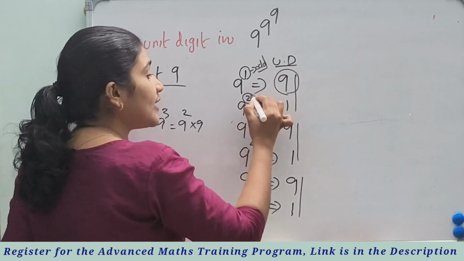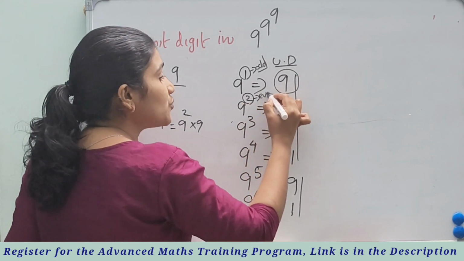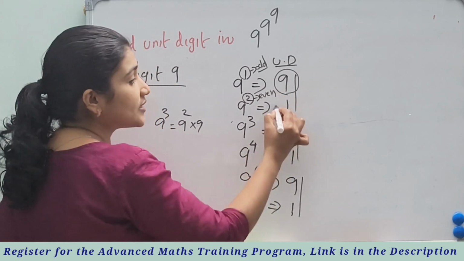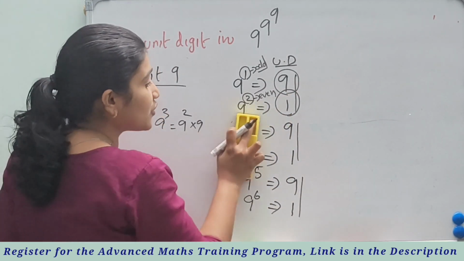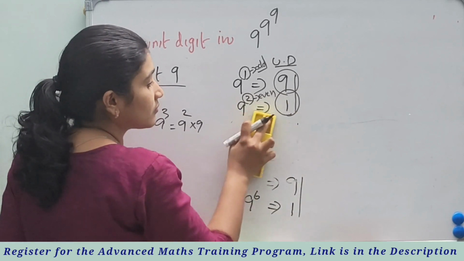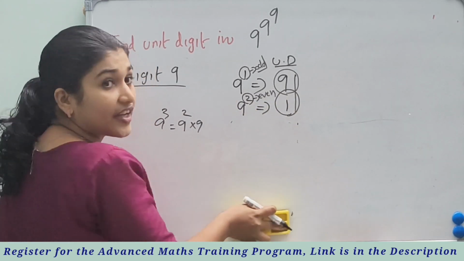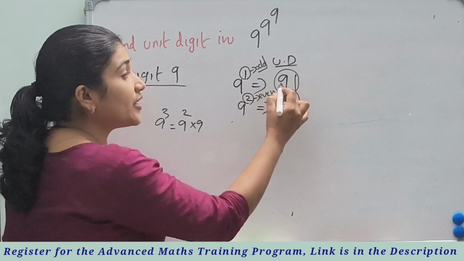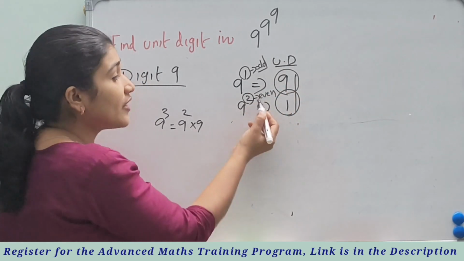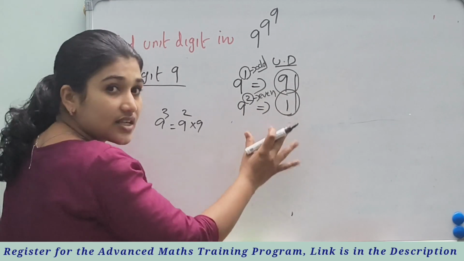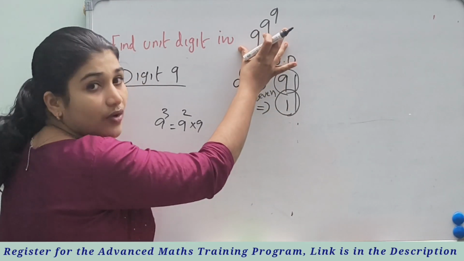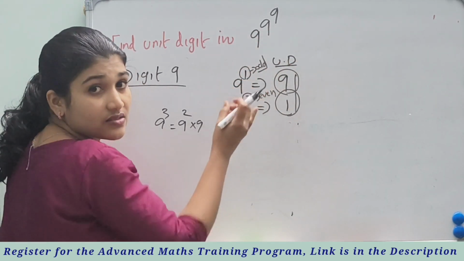9 raised to any even number, the unit digit is 1. So just remember this pattern. 9 raised to an odd number, the unit digit is 9. 9 raised to an even number, the unit digit is 1. If you understand this concept, you can solve this very fast, within a few seconds.